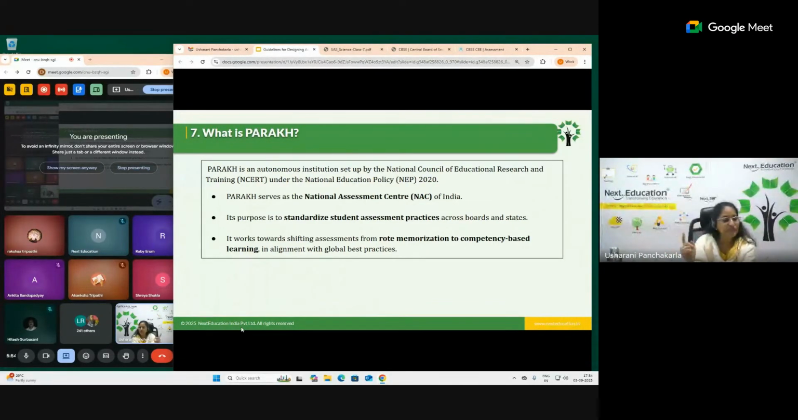And one more thing is that it is an annual exam. But PARAKH is a periodic exam, which means at any point of time the student can log in to the portal and attempt the exam.